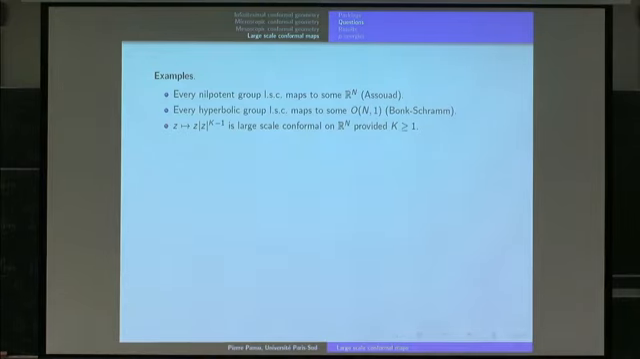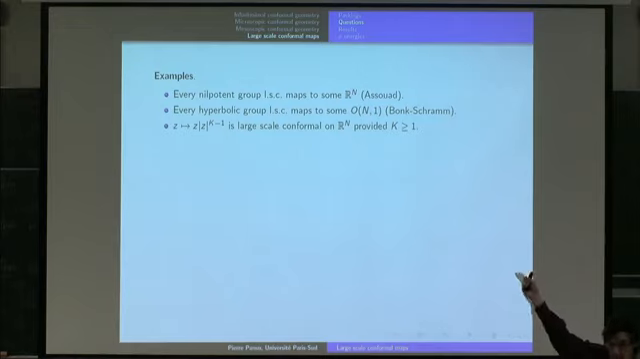So now I'll give a few examples of such maps. It turns out that all nilpotent groups admit such embeddings in some Euclidean space. That's the Assouad theorem. Assouad says that everything which is doubling, so that's the case of the nilpotent groups at large scale, can be embedded in Euclidean space in a way which is bi-Lipschitz after you've snowflaked the metric, so raised the metric to some power. Such maps are large-scale conformal.